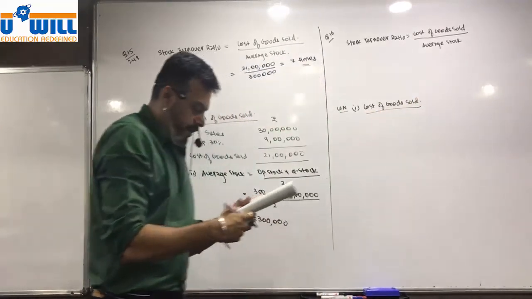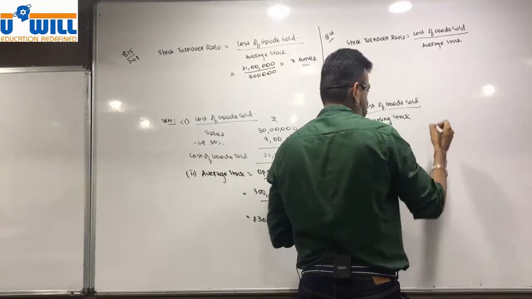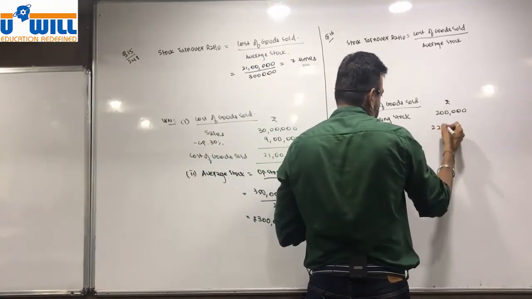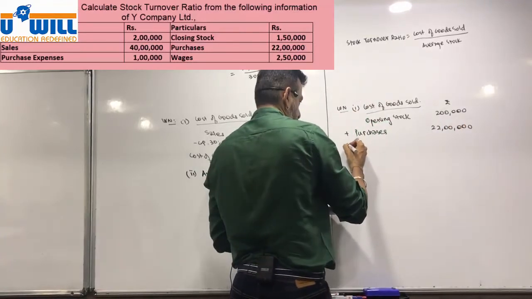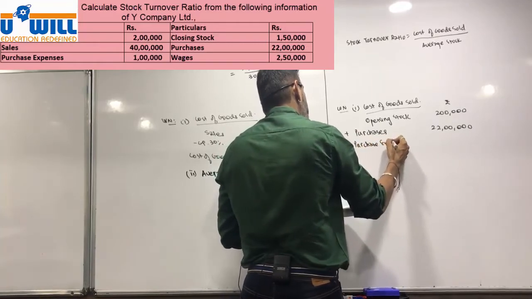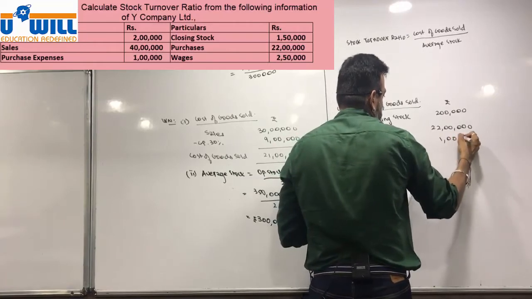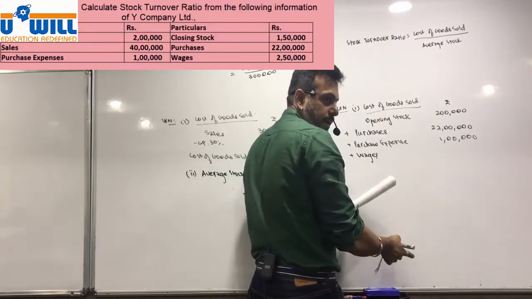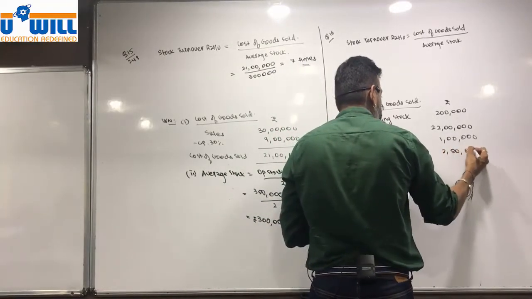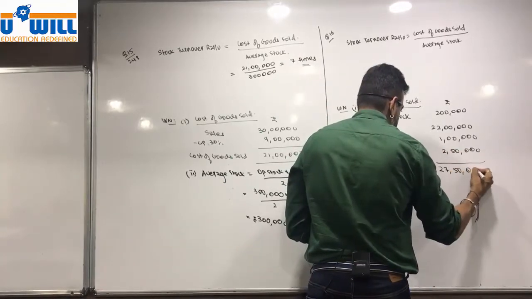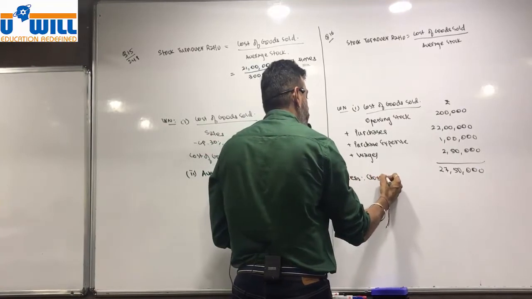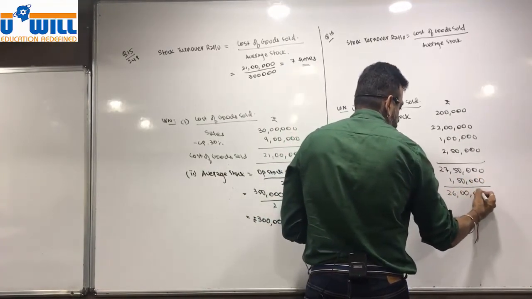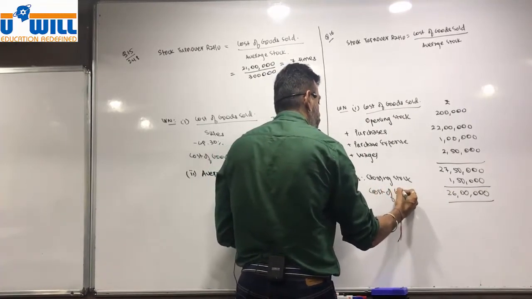Now wages information is given. We'll use the information. Opening stock 2 lakh plus purchases. Plus purchase expense 1 lakh plus wages, separately we can include, we include it together because it's just a working wages 2,50,000. Total 27,50,000 less closing stock 1,50,000, 26 lakh cost of goods sold.